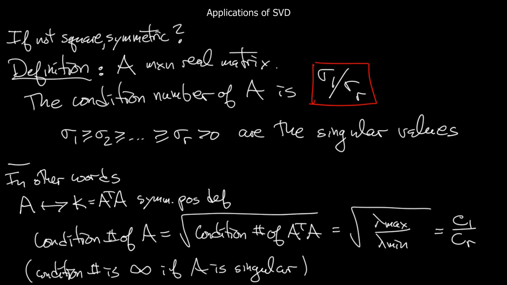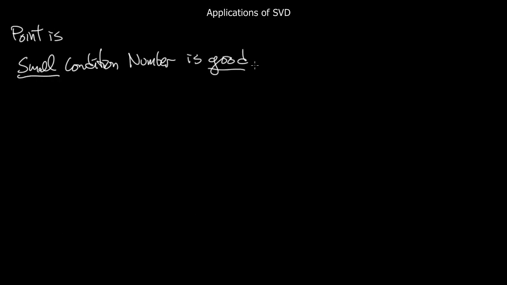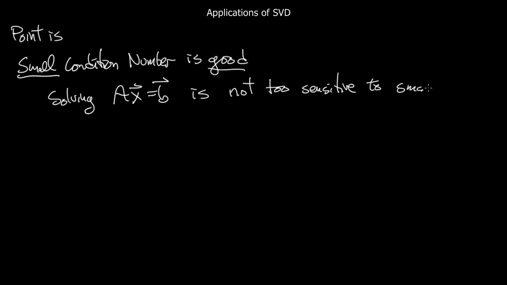All right, so again, let me reiterate why this is the definition of condition number. The point is that a small condition number is good. That's definitely the take-home lesson here. And what that means is that solving an equation Ax = b is not too sensitive to small changes in b. And it's clear that having small eigenvalues or small singular values is more or less what you need. Okay, so that's the condition number.